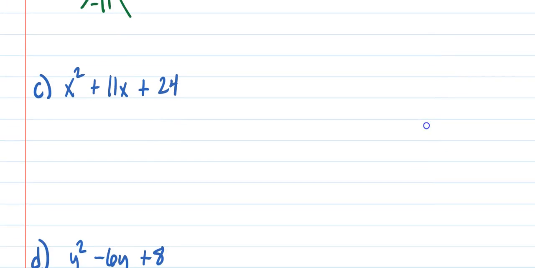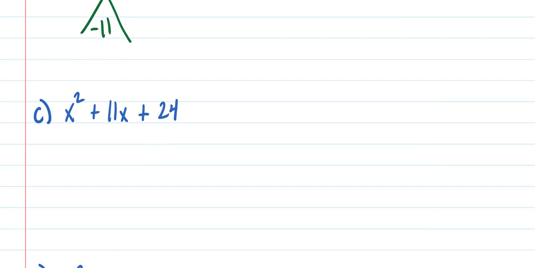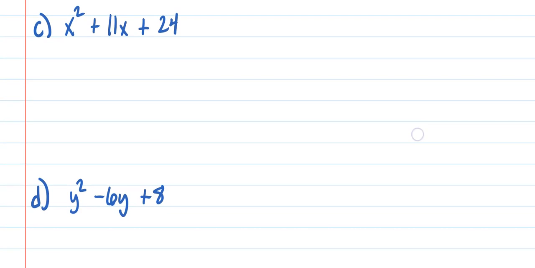Let's do part C, all right? It says x squared plus 11x plus 24, and then also we can see D as well. So again, same idea. Let's put the diamond here. Let's go 24 on the top. Let's go 11 in the bottom. Go ahead and think about what it might be.